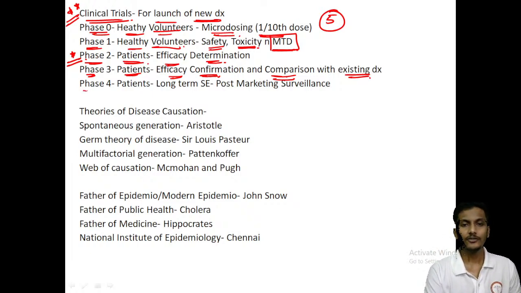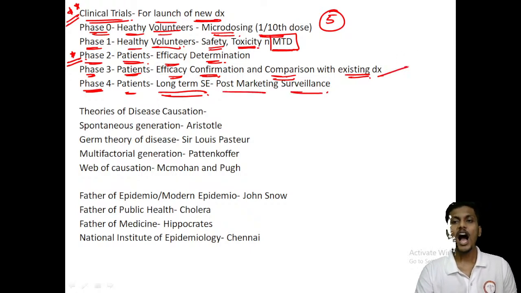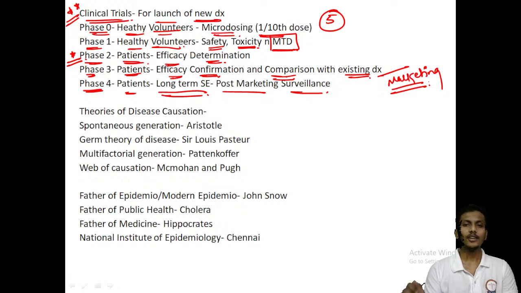And last is your phase 4. In phase 4 patients are taken into consideration, and this is used for long-term side effects. To assess the long-term side effects, the phase of clinical trials used is your phase 4. This phase is also known as post-marketing surveillance, because after phase 3 the drug comes into the market.